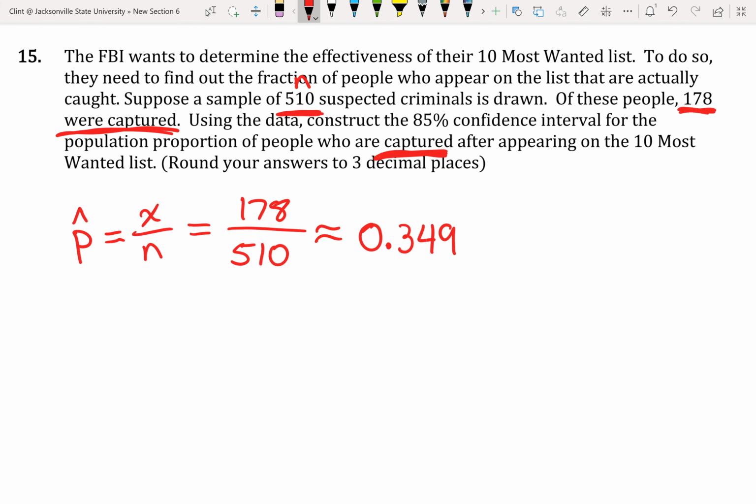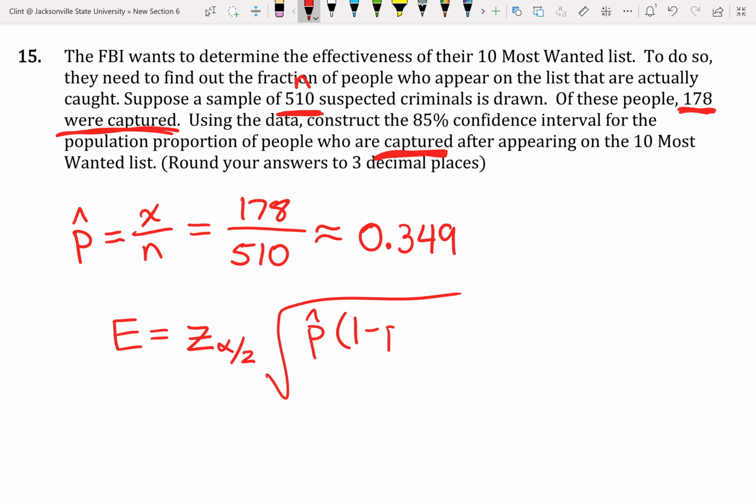That's our point estimate. The other thing we need is our margin of error. Okay, so our margin of error is going to be z sub alpha over 2 times the square root of p hat times 1 minus p hat divided by n. Okay, let me look over that and make sure that looks right.